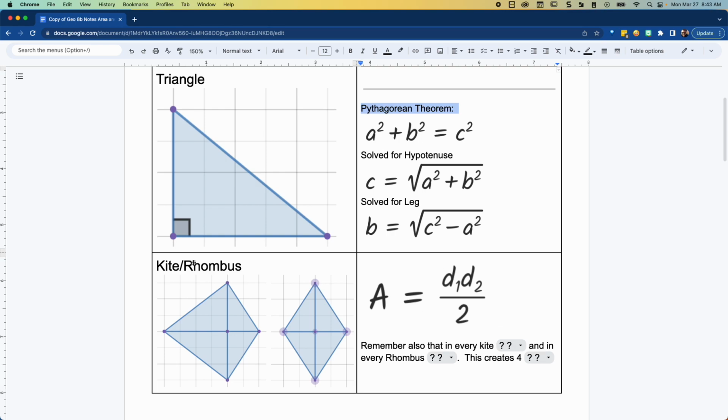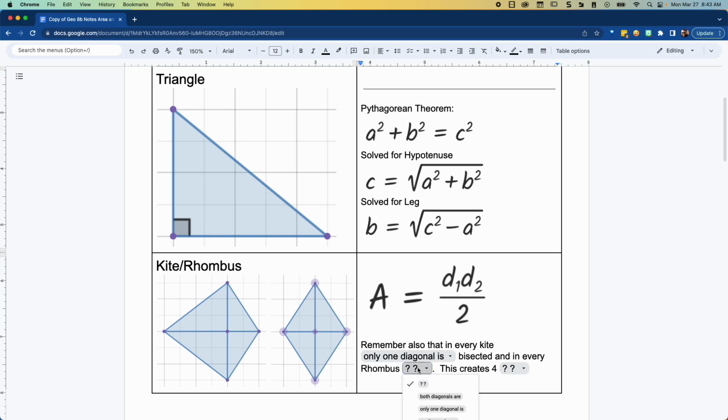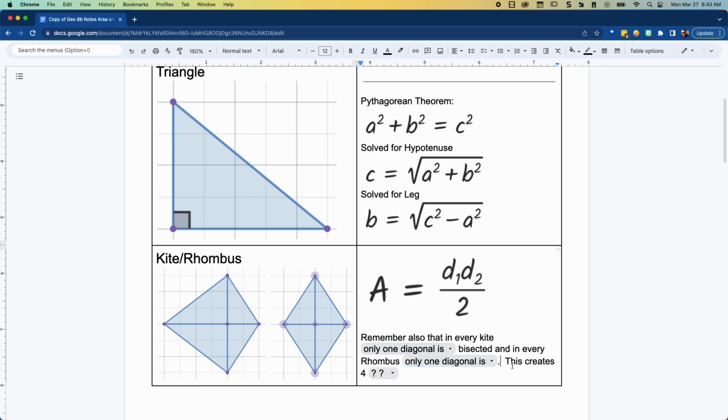So for this one, kite and rhombus, we're going to remind ourselves what the area of a kite and rhombus is. It's just half these two diagonals multiplied by each other. Sometimes we think of this as the base and the height of a rhombus. It's those two measures that are perpendicular to each other. Remember also that in every kite, only one diagonal is bisected, and in every rhombus, both diagonals are bisected. This creates four right triangles.